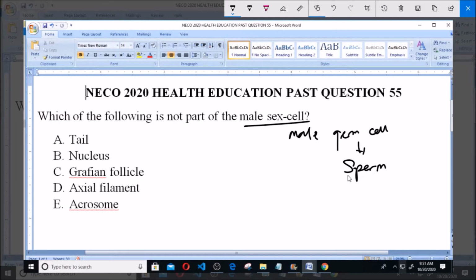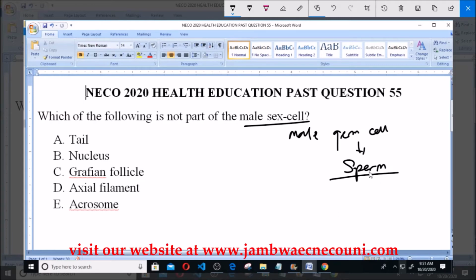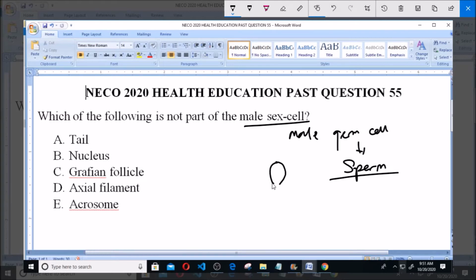The sperm or the spermatozoa is the male germ cell, that is the matured male sex cell. Now let me give us a brief diagram of this sperm. Please don't mind my diagram, it's not perfect, but I'm just trying to illustrate something. Then we have the tail. Now this is the head of the sperm. This head usually has a lipoprotein sheet.